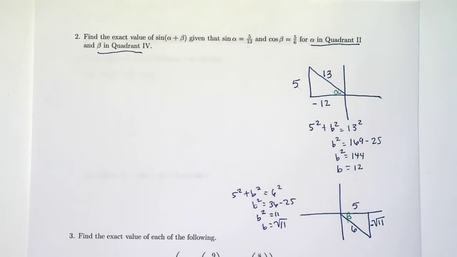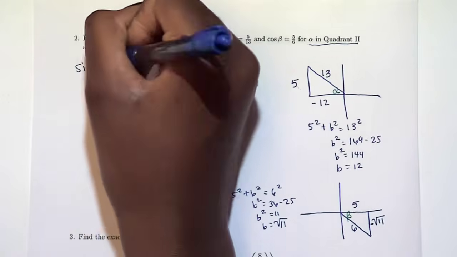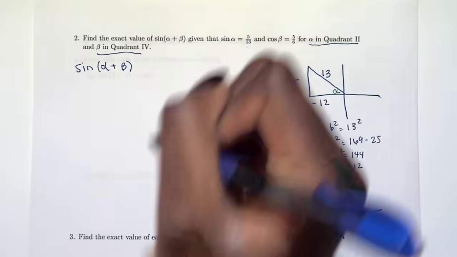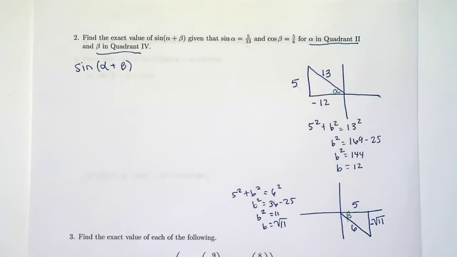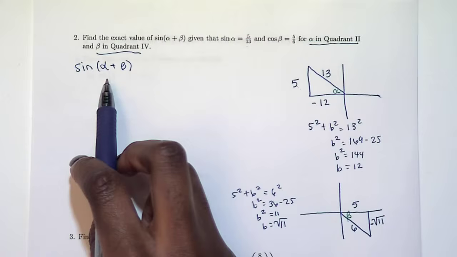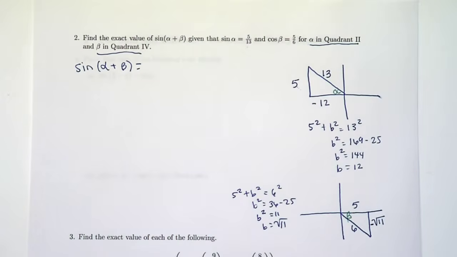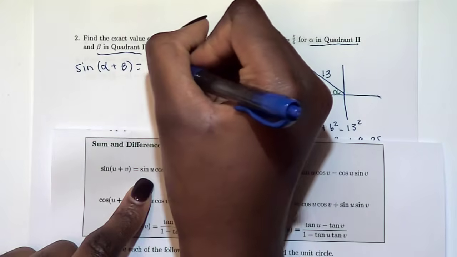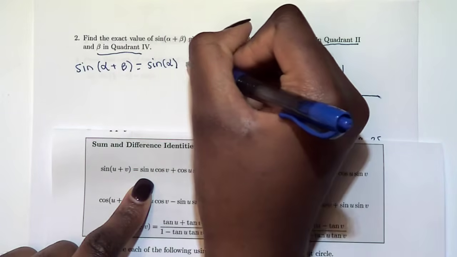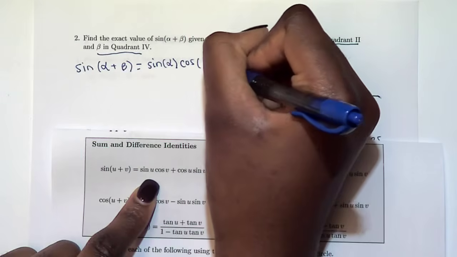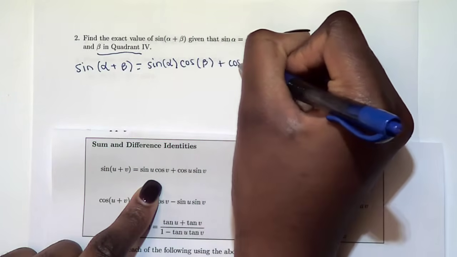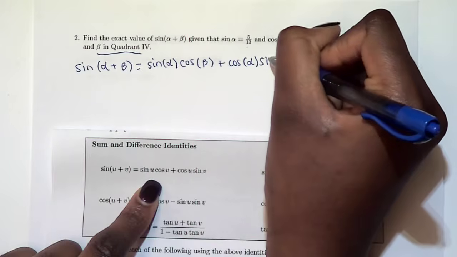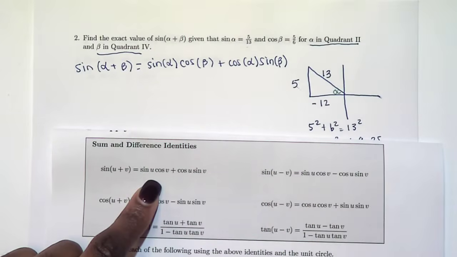Okay, so let's get back to answering this question. We want to find the exact value of sine of alpha plus beta. Notice that we have addition here. Let's go ahead and break this up using our sum formula for sine. I'll remind us, here's the sum formula for sine. We need to take sine of alpha times cosine of beta plus cosine of alpha times sine of beta to be able to solve this.